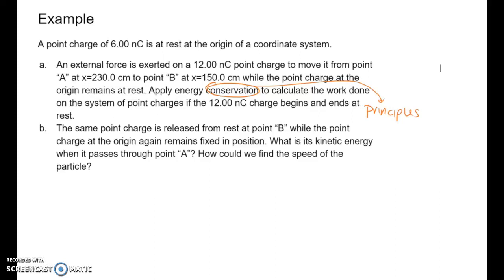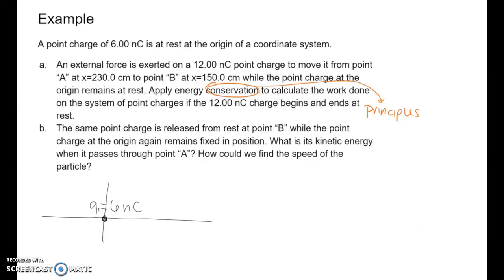Hi everyone. So today we're going to look at this example here. So we've got a point charge that's 6 nanocoulombs and it's at rest at the origin of a coordinate system. Alright, so if we're drawing something, here's our coordinate system. And here at the origin, we've got some charge, maybe let's call it Q1, and we're told that's 6 nanocoulomb.